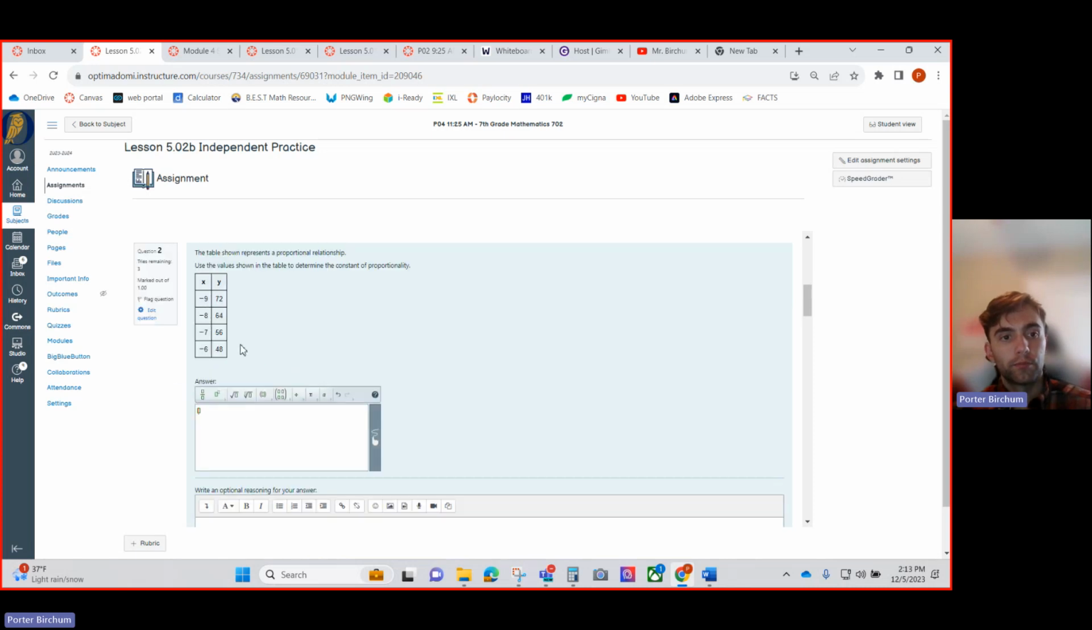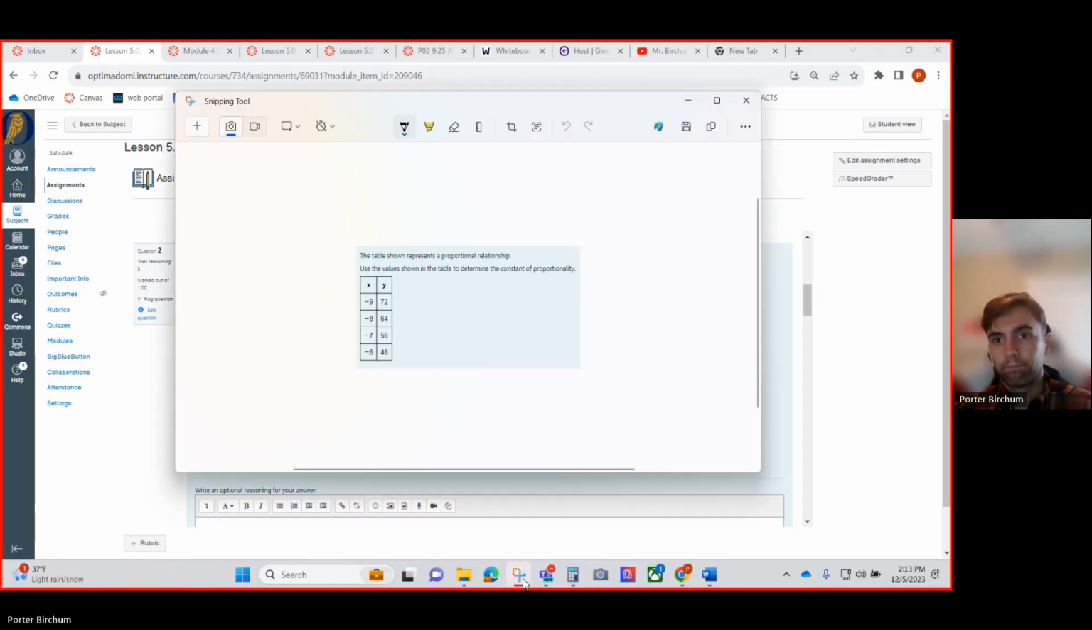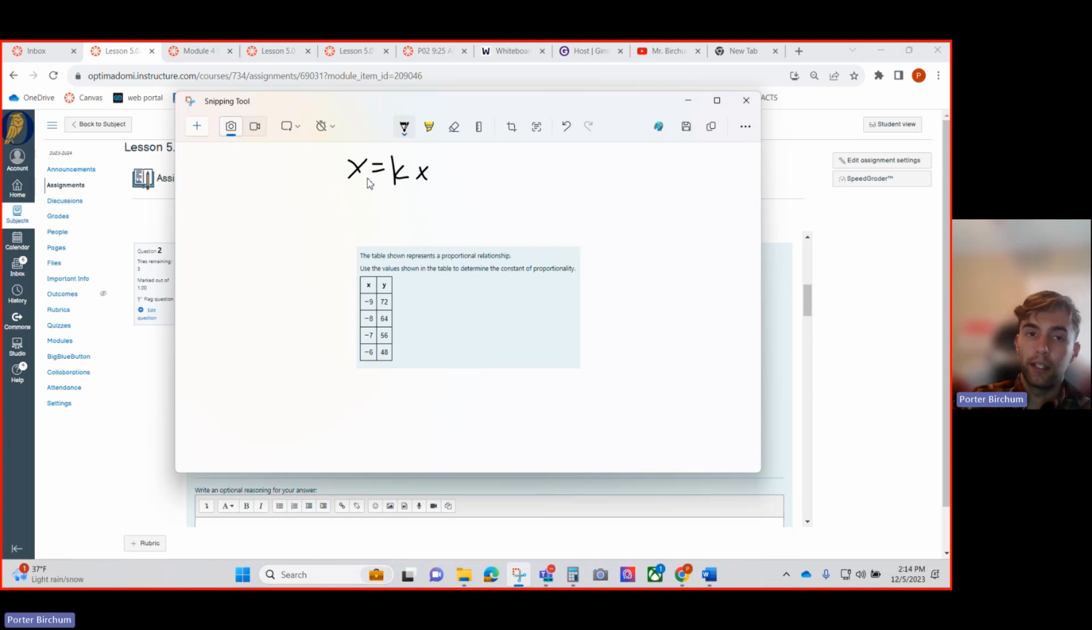Question 2. Let's take a snip. The table shows a proportional relationship, x's and y's. The constant of proportionality formula is y equals k times x. This formula tells us what y is. Let's rearrange this formula so we can find out what k is. Let's move x to the other side of the equation by dividing both sides by x. And we have y divided by x equals k. Now we can find what k is, because k is all by itself.